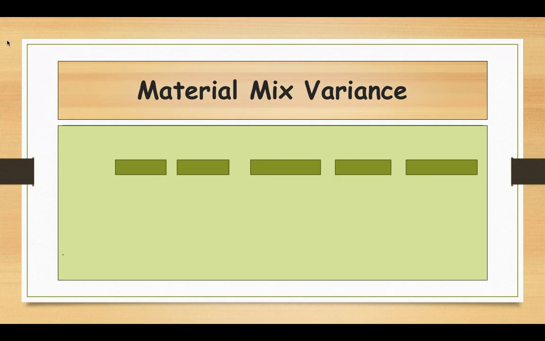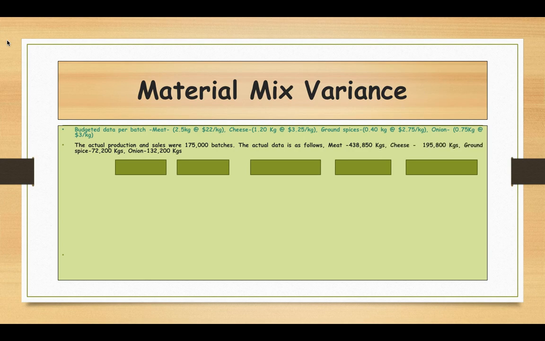We are going to see how to calculate the material mix variance for our example, the Quality Burger Company. We'll have a quick look at the question. They have given the budgeted data per batch, also the actual data for the production and sales, which is 175,000 batches, and also the actual quantity of material used.